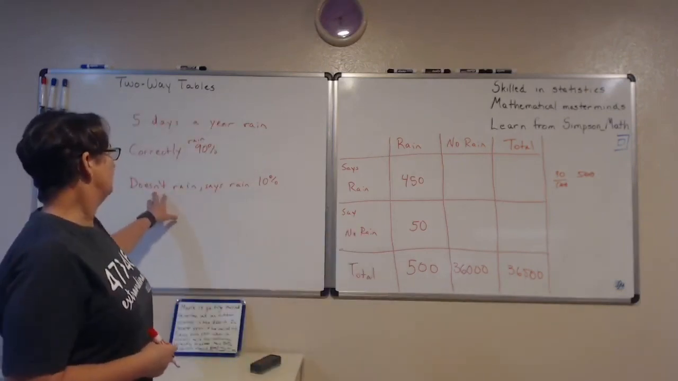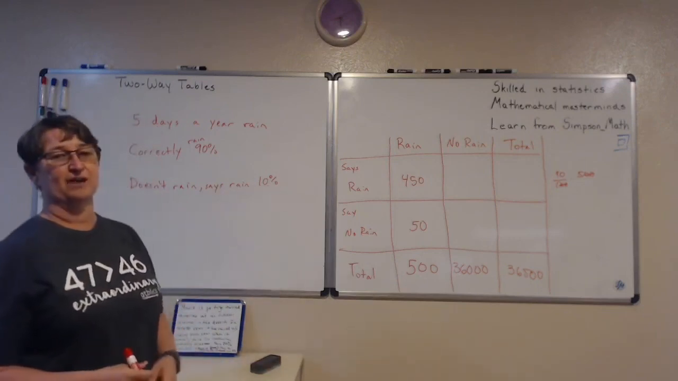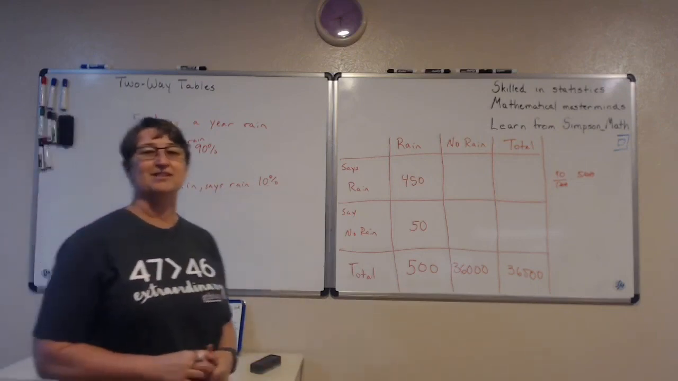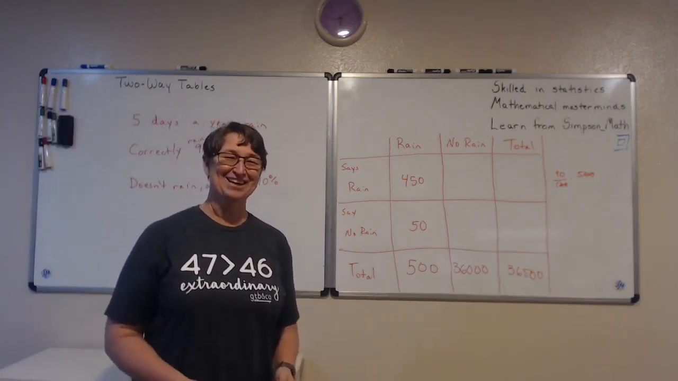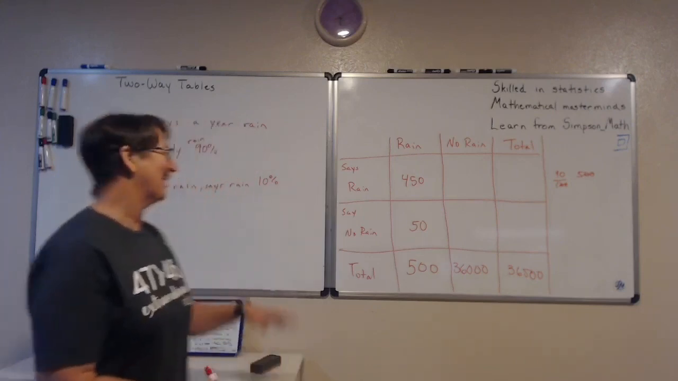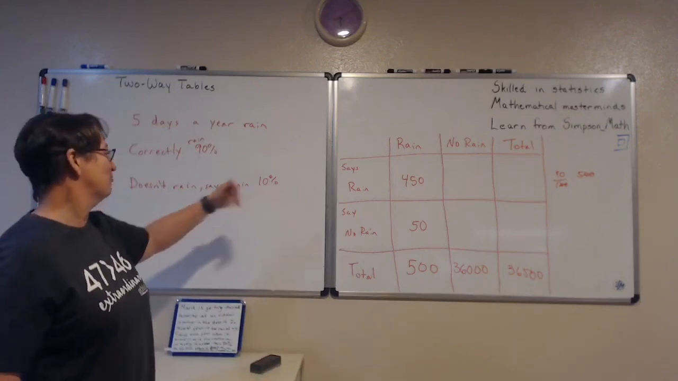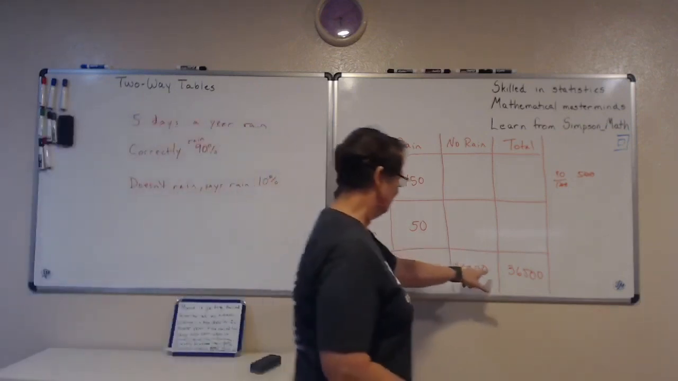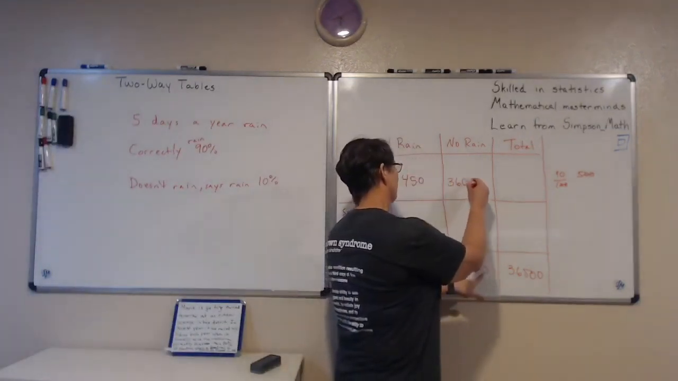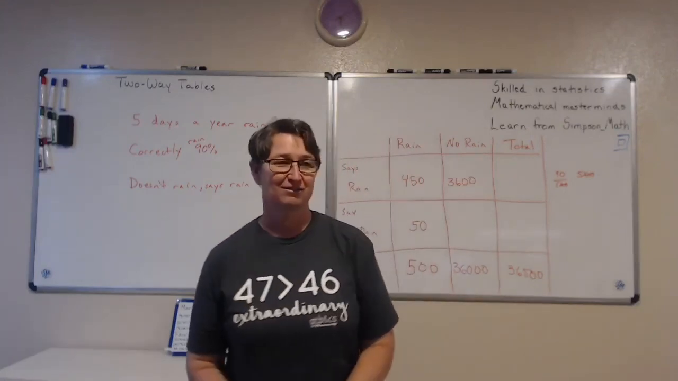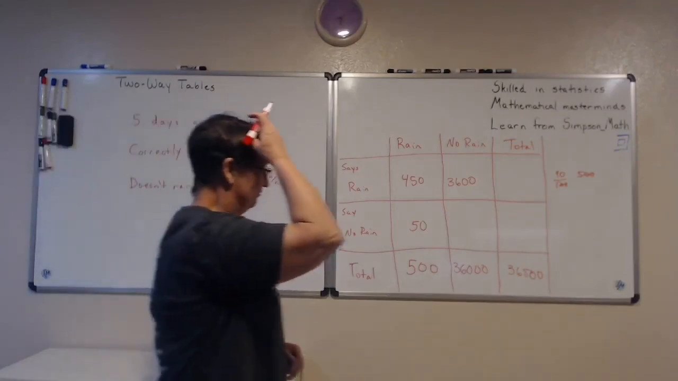Then when it doesn't rain, he says it's going to rain 10% of the time. I feel like his job is easy, that he should just get on every day and just say it's not going to rain. I mean, that might make him right, anyway. Okay, so 10% of the time he says it's going to rain even when it's not. So we know with 10% you just move that decimal over once. So 3,600 of those days he says that it rains when it's not going to. Now I have to subtract.